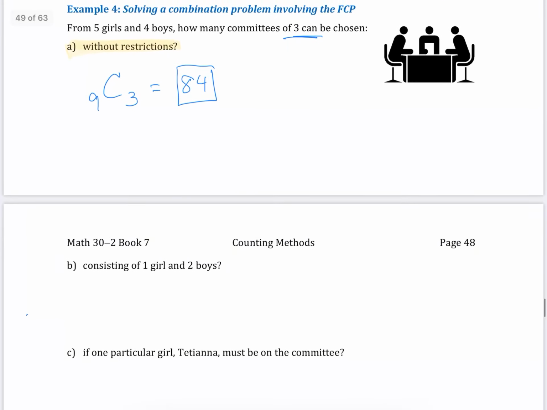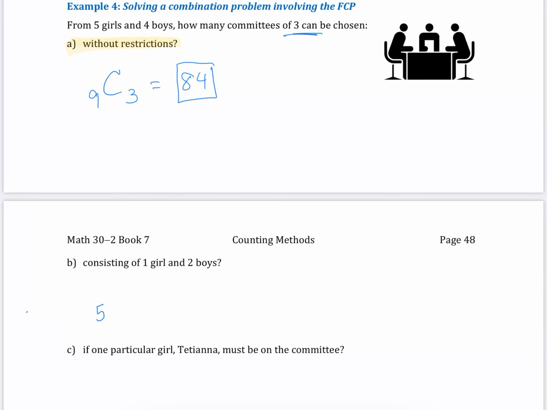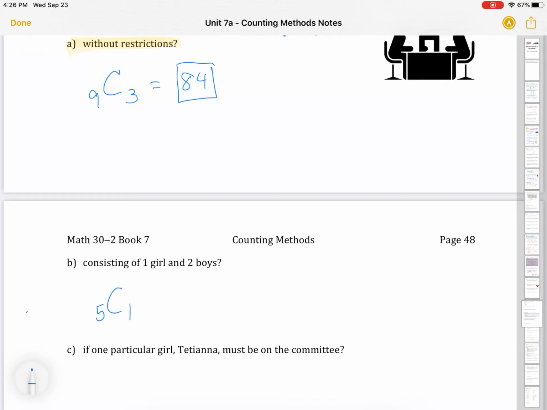Okay. Now let's start looking at some restrictions. Consisting of 1 girl and 2 boys. Well, now we have to split it up a bit. We have to think about how many girls and how many boys we have. So we have 5 girls, so we got 5 choose 1 for the girls, times, how many boys do we have? We have 4 boys, and we're choosing 2 of them. So when we do this calculation, 5 choose 1 times 4 choose 2, we get 30.